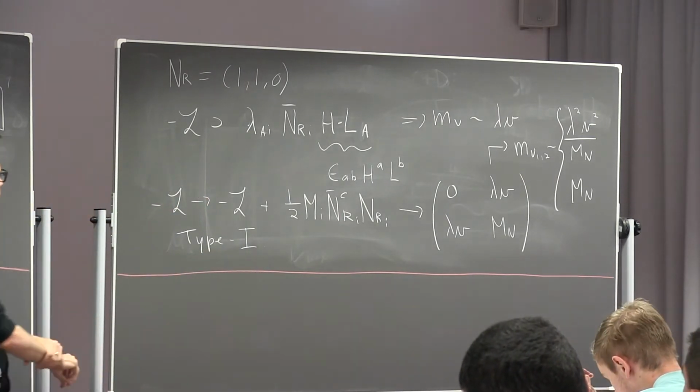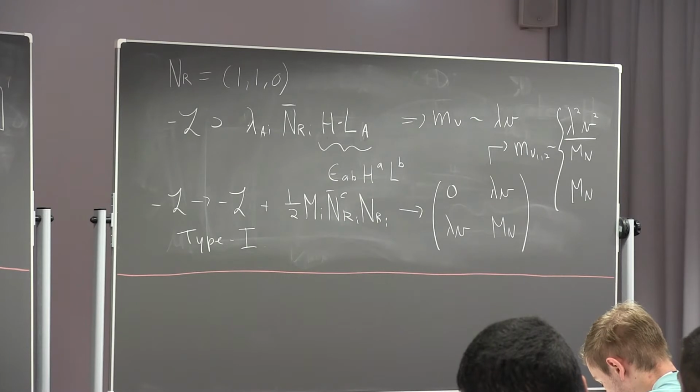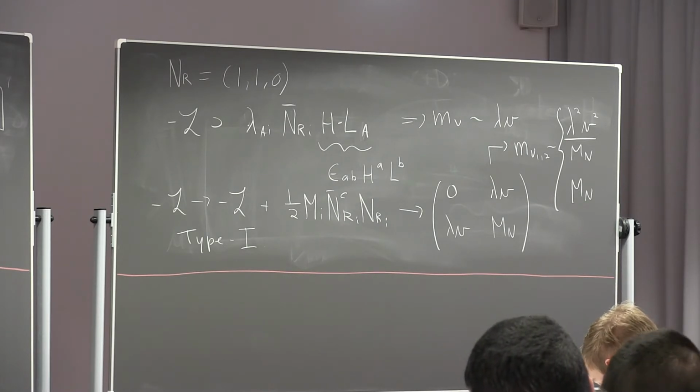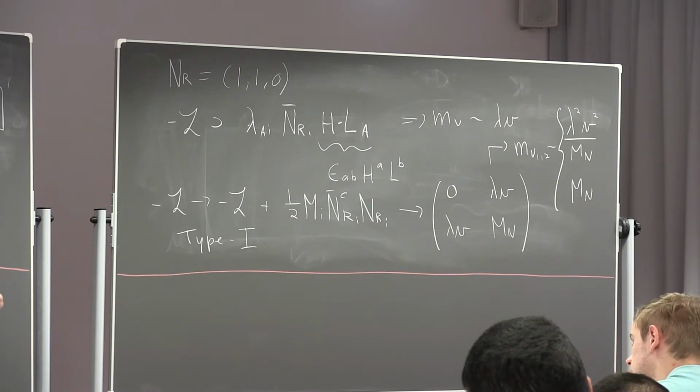And one nice thing about this type 1 seesaw is that it also gives a very nice mechanism for baryogenesis called leptogenesis. I should say that there are lots of different ways to make leptogenesis happen. I'm going to look at the realization of leptogenesis in this minimal type 1 model, and this is the case that's been studied in the most detail.